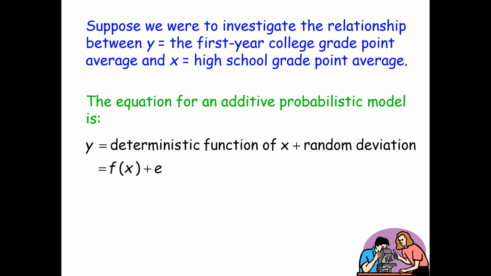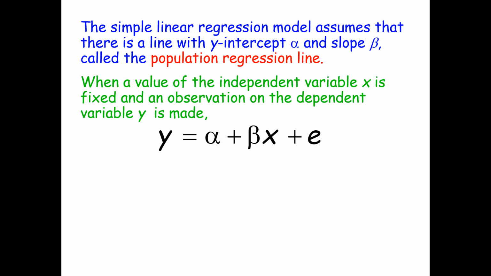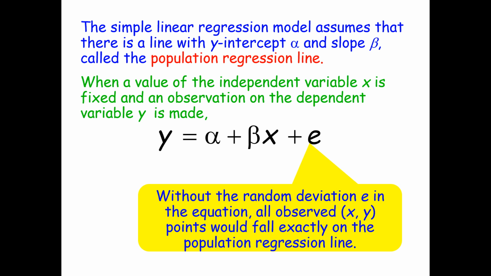The equation for an additive probabilistic model is y equals a deterministic function of x plus a random deviation, which is f of x plus e, where e is an error variable. Now the simple linear regression model assumes that there is a line with y-intercept alpha and slope beta, called the population regression line. When a value of the independent variable x is fixed and an observation on the dependent variable y is made, then y equals alpha plus beta x plus e. Without the random deviation e in the equation, all observed x and y points would fall exactly on the population regression line.